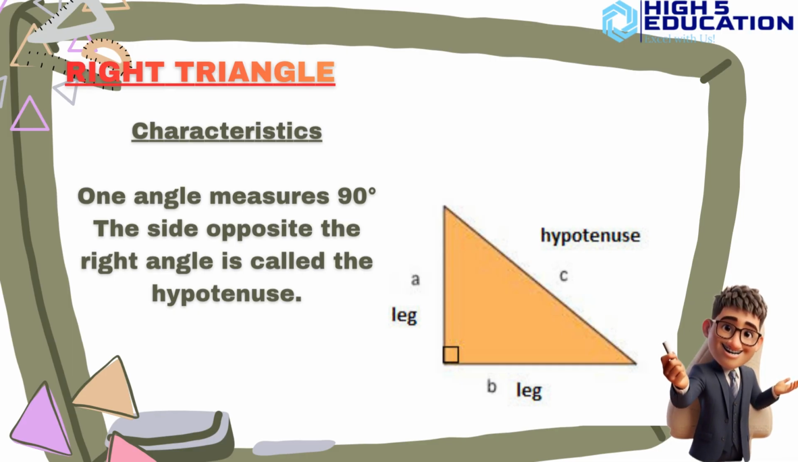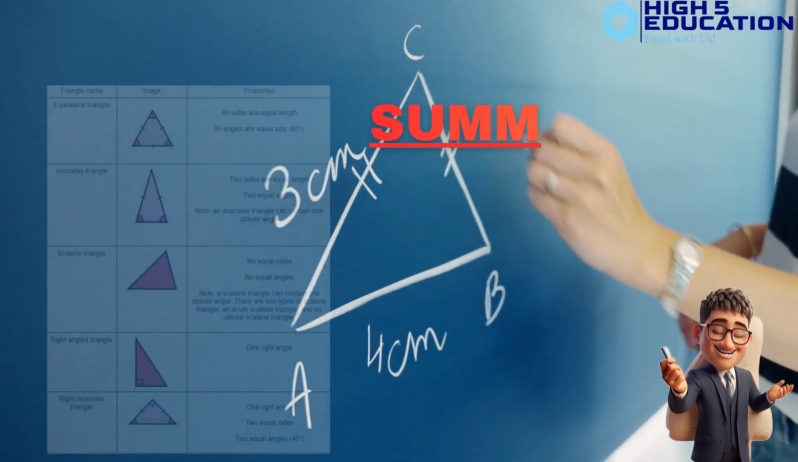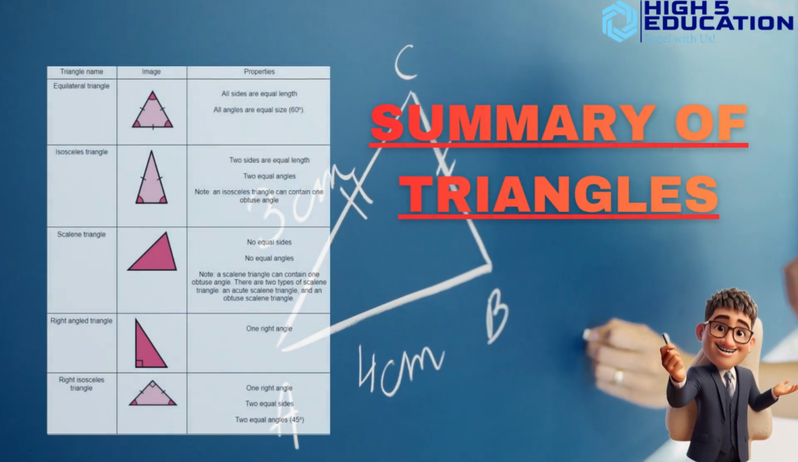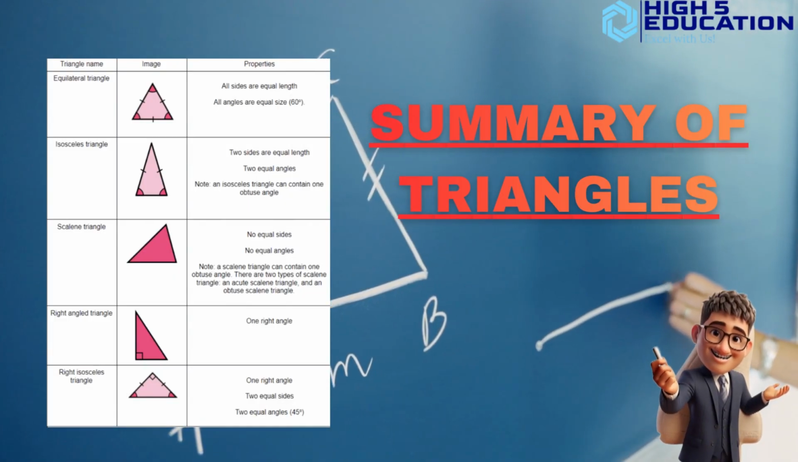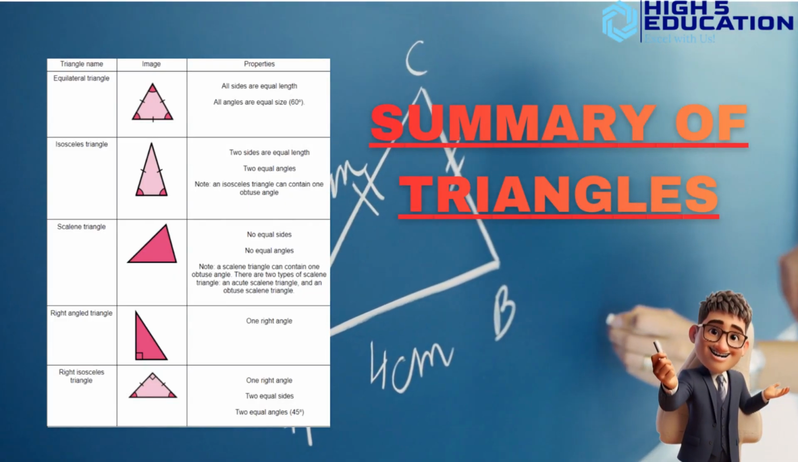Look for the square corner. That's the key feature of a right triangle. Great job, everyone! Before we move on, let's review what we've learned about classifying triangles. First, we can classify triangles by their sides.